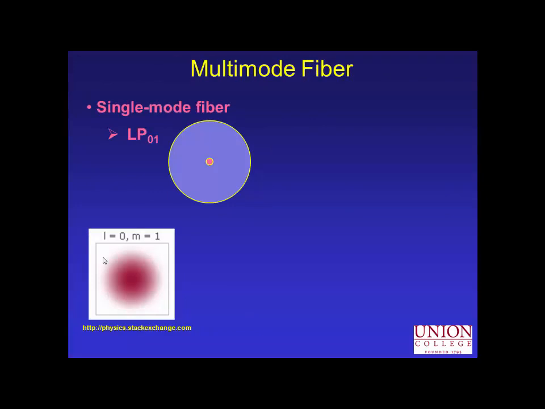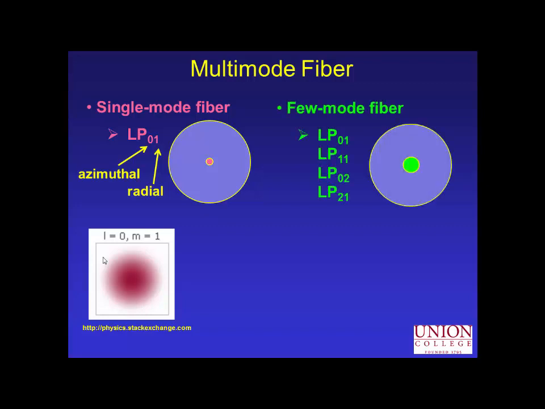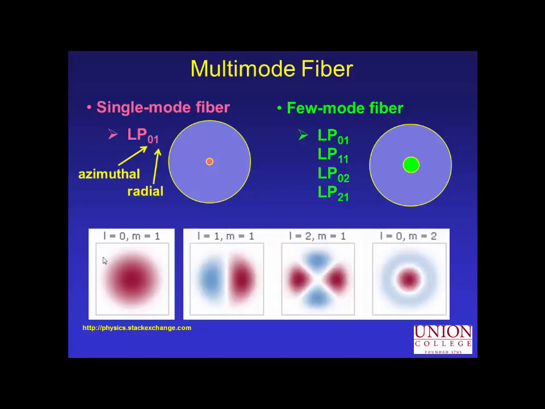In single mode fiber, your core is typically like 5 microns in diameter. The single mode that you get, in one notation, is the LP, linear polarization mode, LP01. The 0 is the azimuthal, along the angle, and the 1 is for radial. The actual intensity distribution is very Gaussian-like. Now, if you make the core a little bit bigger, on the order of 8 to 9 microns, then you can fit a few higher order modes. In this case, you would have 4 LP modes, and the actual intensity distribution has more of a lobed structure.